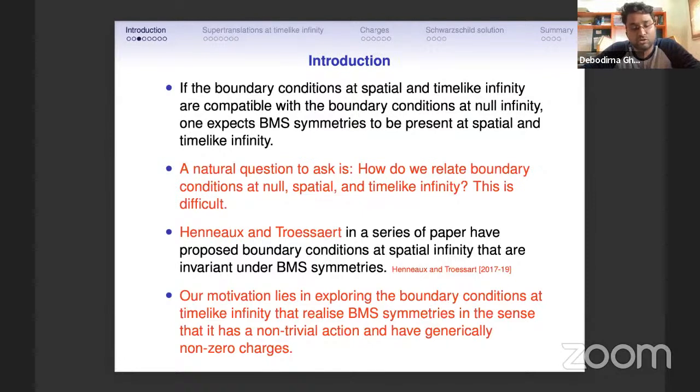However, Henneaux and Troessaert in a series of papers have proposed boundary conditions at spatial infinity that are invariant under BMS symmetries. So our motivation in that aspect lies in exploring the boundary conditions at time like infinity for nonlinear general relativity that realize the BMS symmetries, in the sense that they have a non-trivial action on the asymptotic fields and have generically non-zero charges.